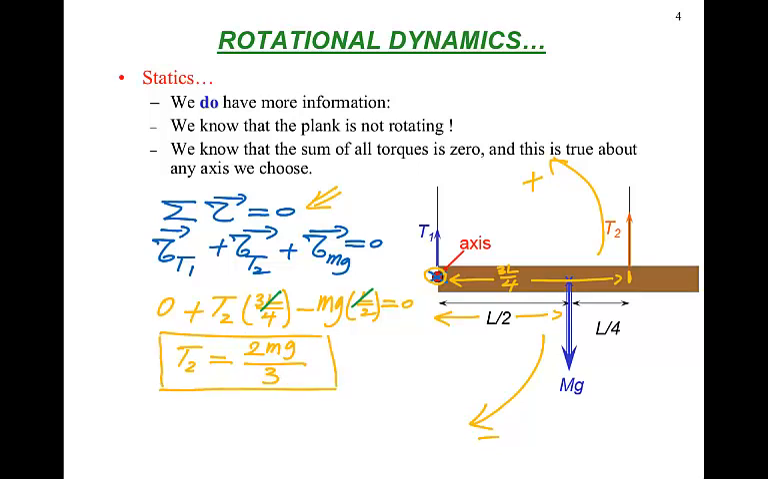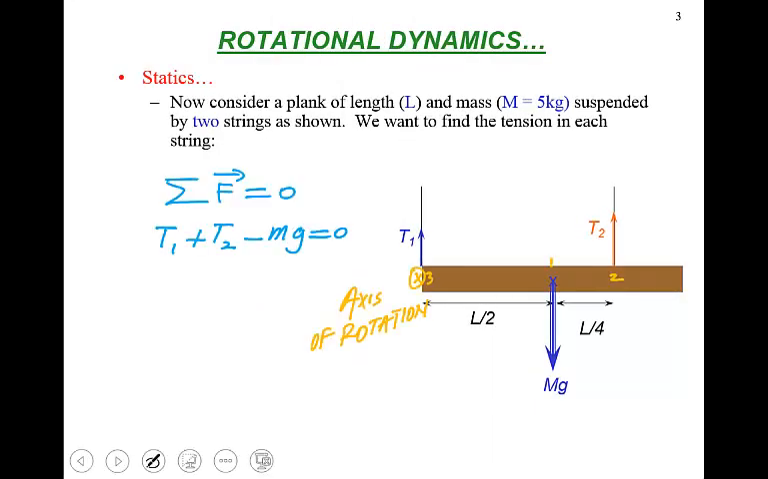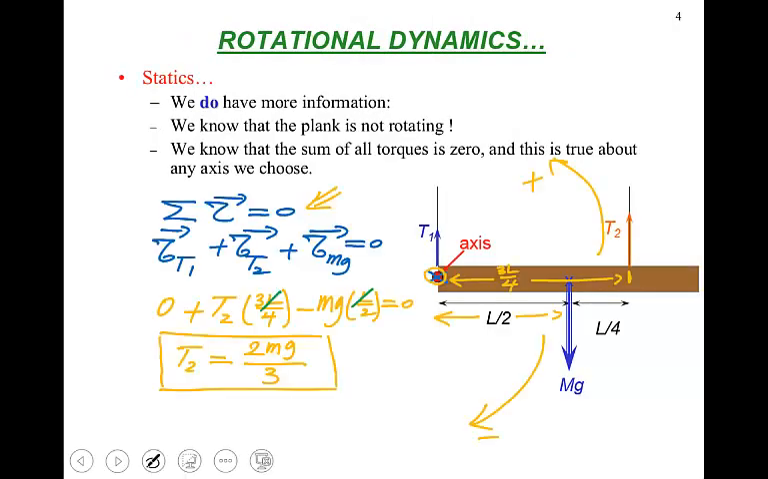Now, how can I solve for T1? All you need to do is go back to the equation that we obtained from the sum of the forces, plug in the T2 right here, and solve for T1. And the answer is going to be T1 equals mg over 3.